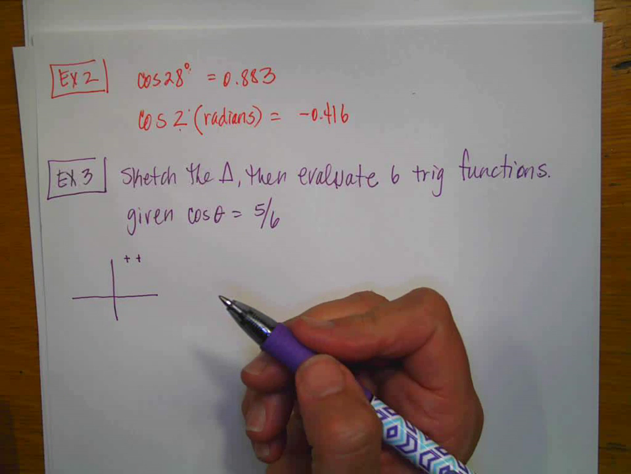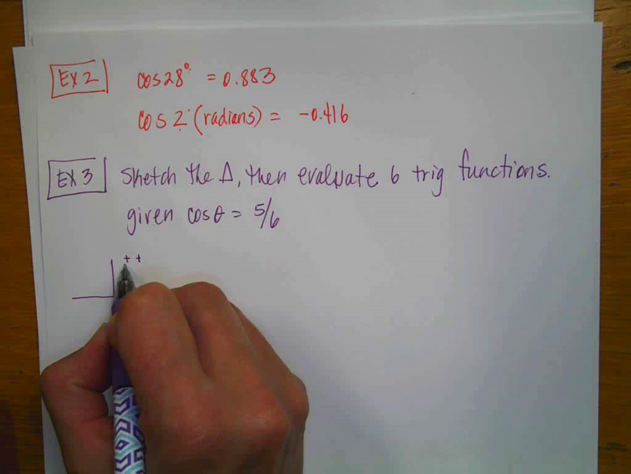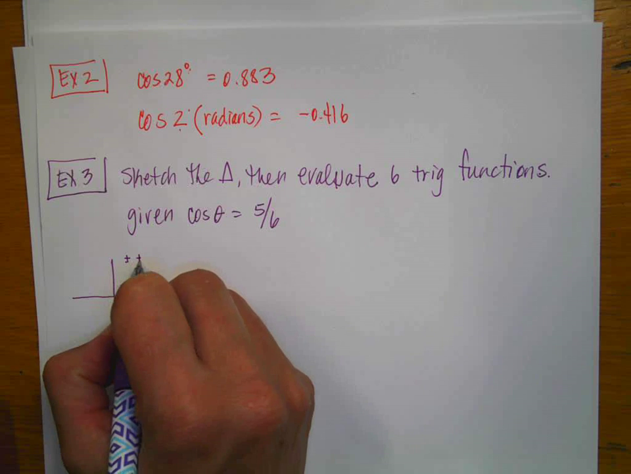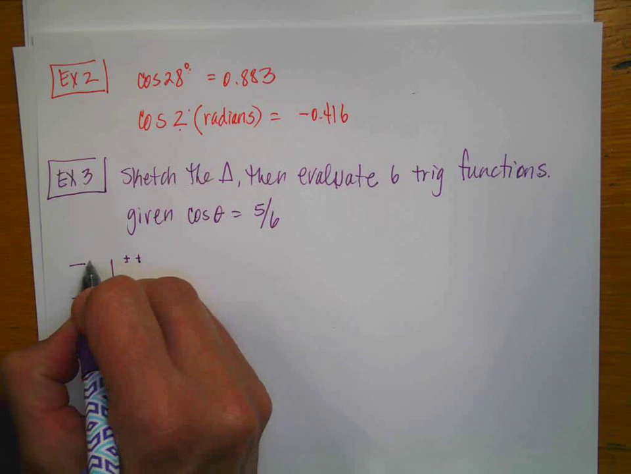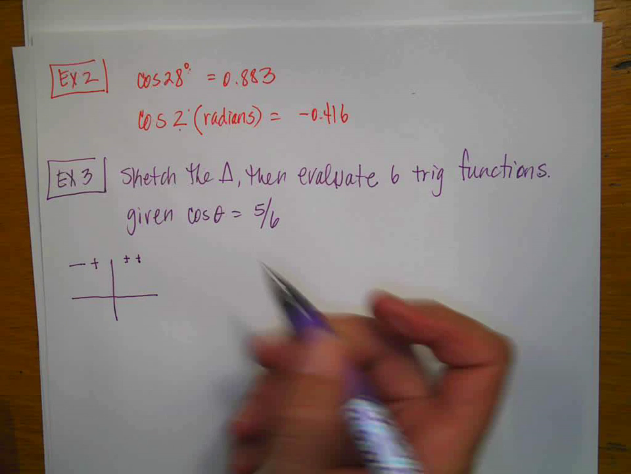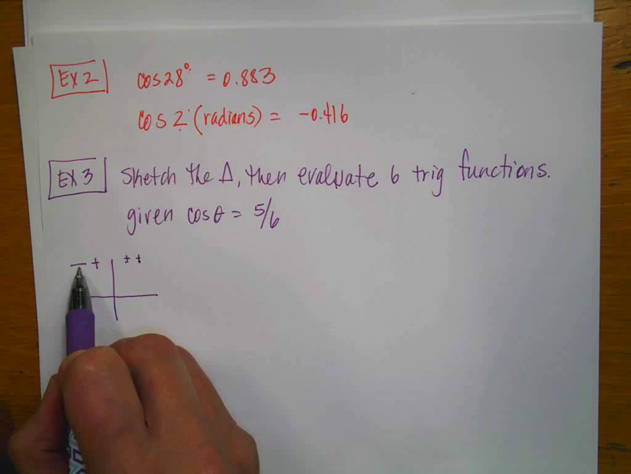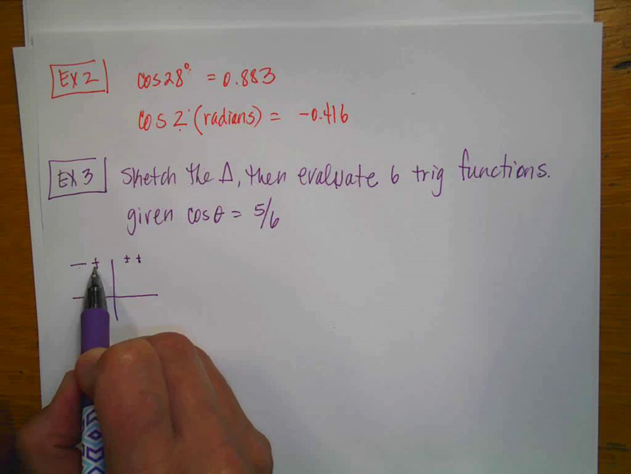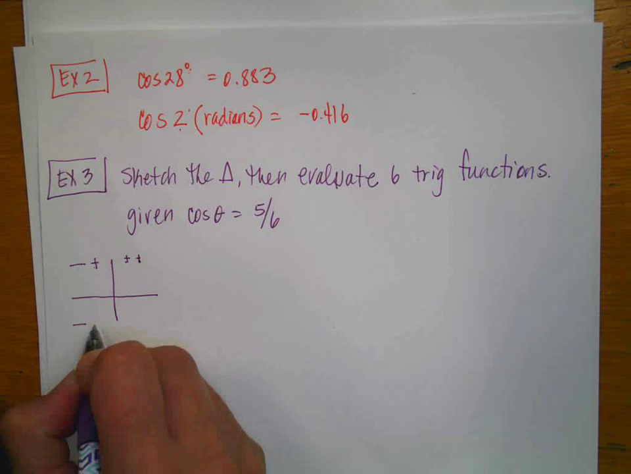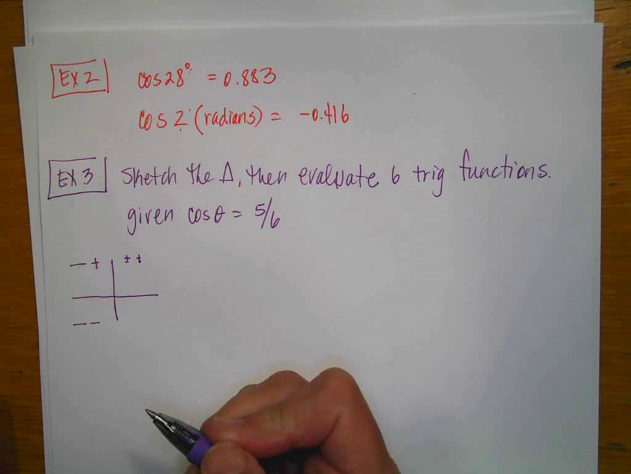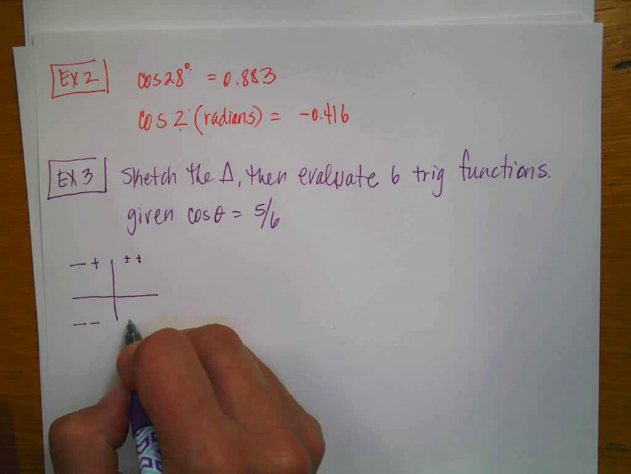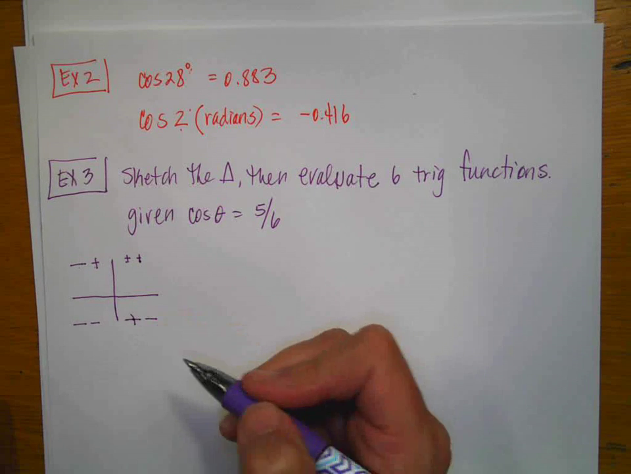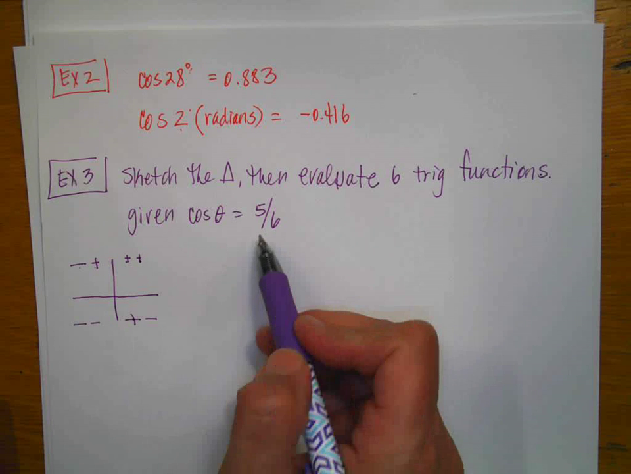Remember that the signs in the first quadrant are positive and positive, meaning that cosine is positive and sine is positive. In the second quadrant, x is negative and y is positive, so that means cosine is negative, sine is positive. In the third quadrant, I have negative and negative, which means that cosine and sine are both negative. And in the fourth quadrant, cosine is positive and sine is negative.